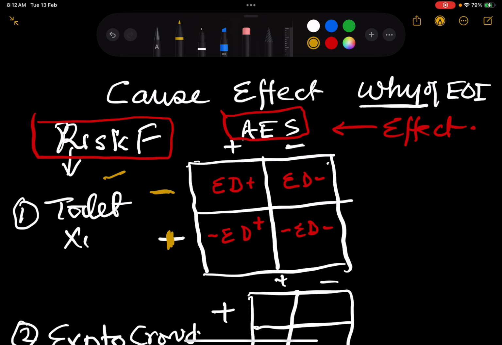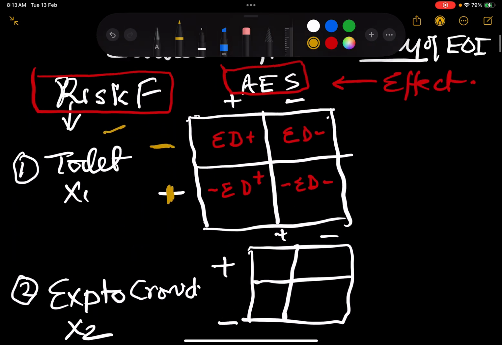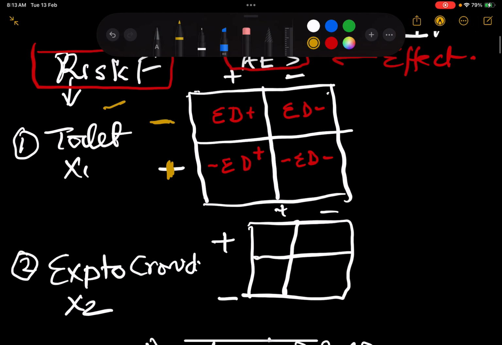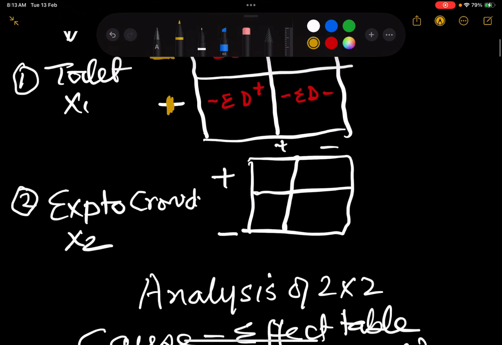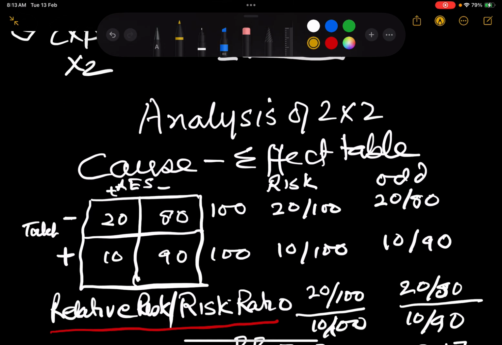So by these columns, you can study multiple risk factors. For example, you can say whether he used a lift and was exposed to crowd or not in respiratory exposures, and therefore whether the AES was spread by airborne or not. So now how do you analyze these 2 by 2 tables?